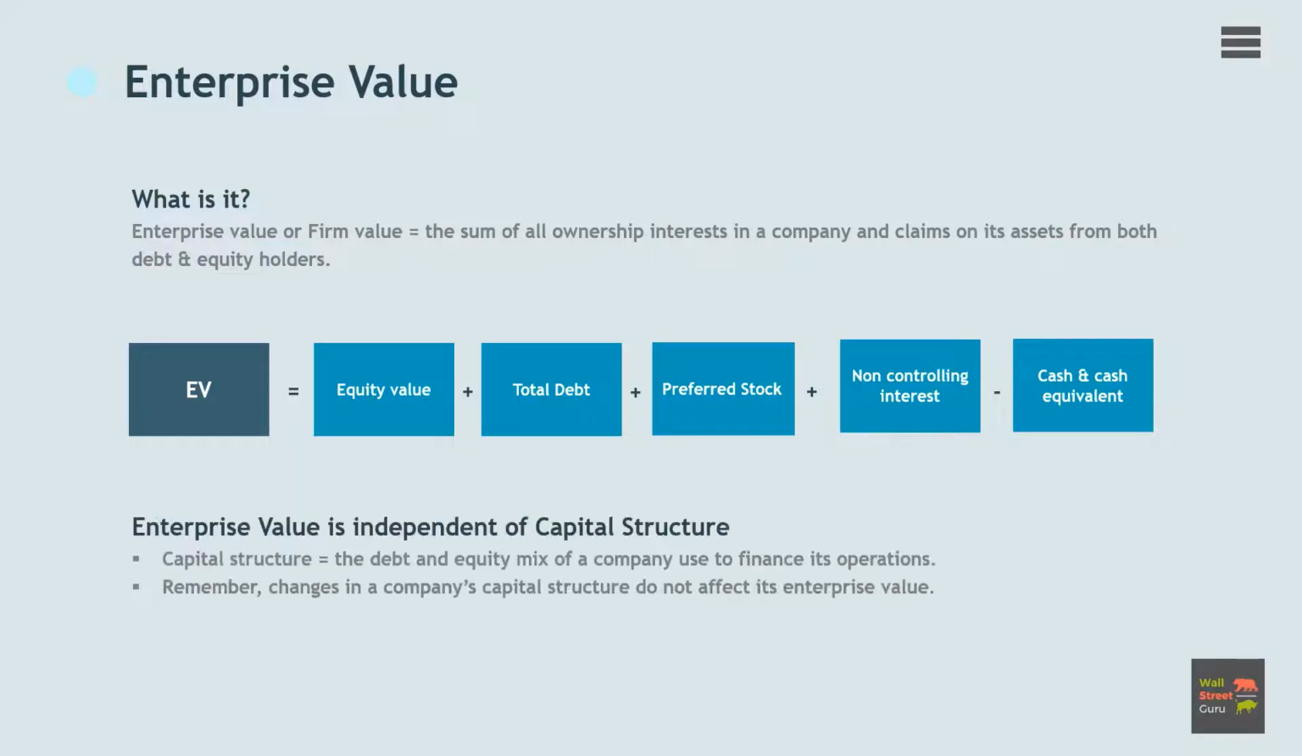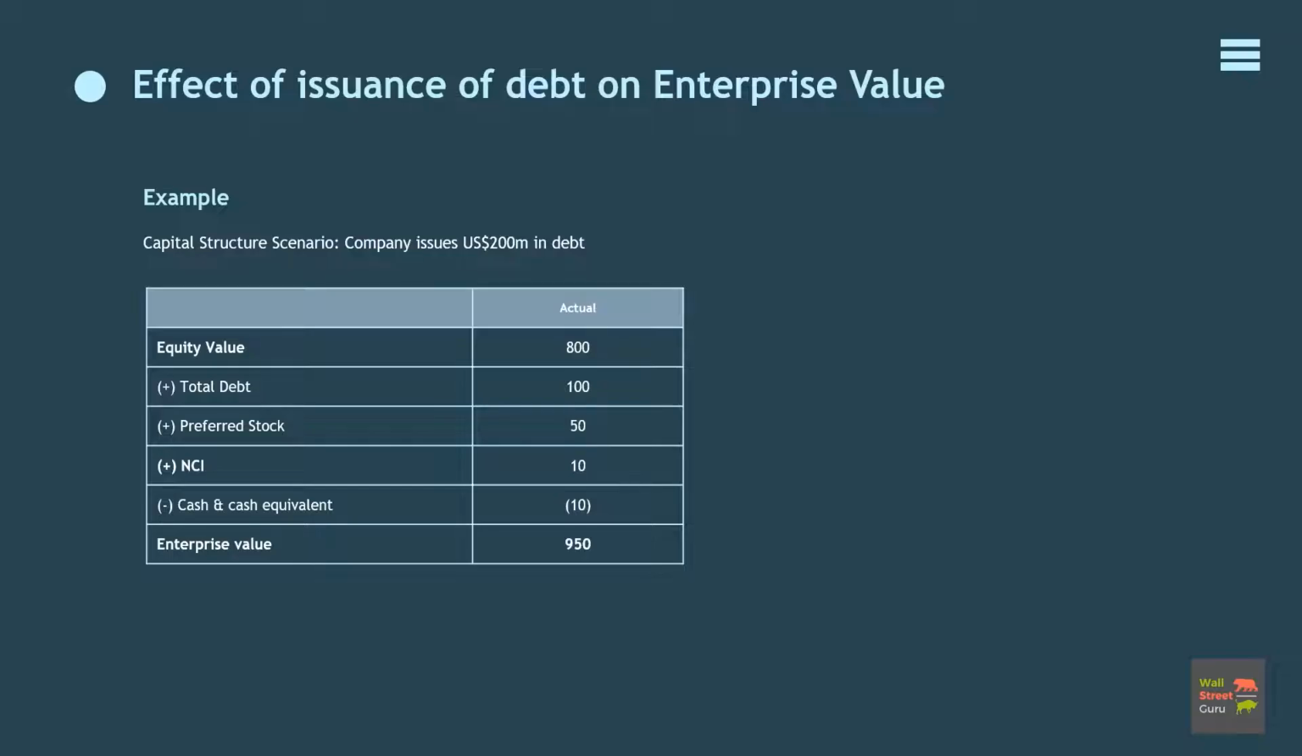Theoretically, enterprise value is considered independent of capital structure, which is the debt and equity mix of a company used to finance its operations. This means that changes in a company's capital structure do not affect its enterprise value. Let's go through an example where a company issued new debt and how that affects enterprise value.